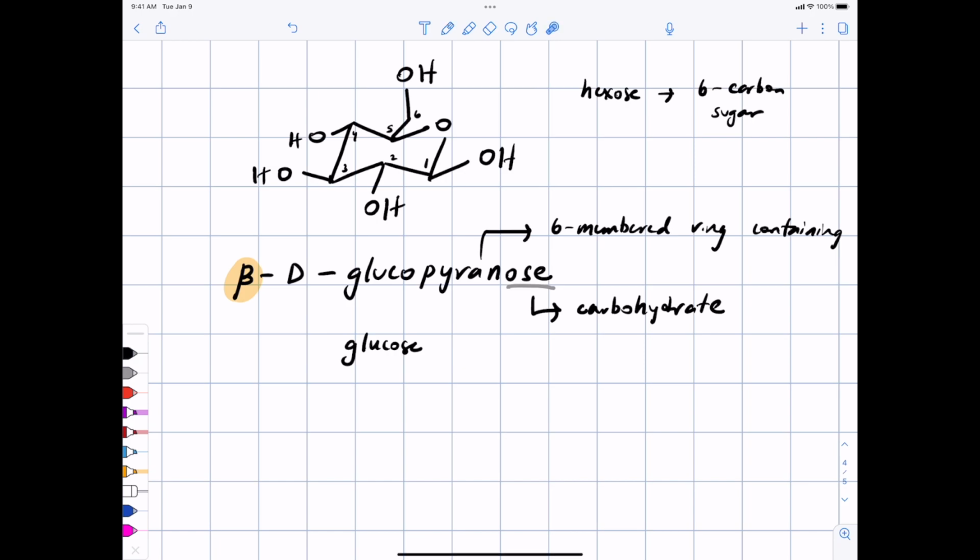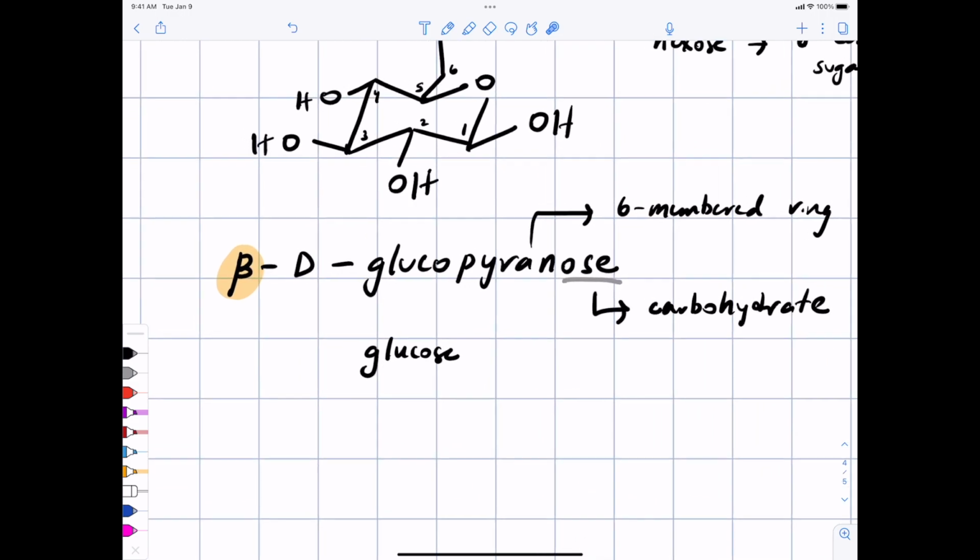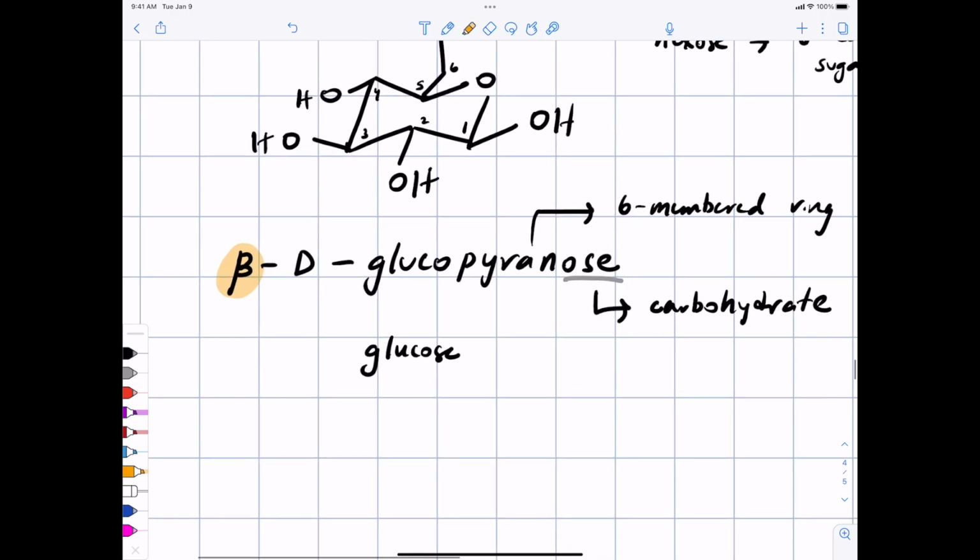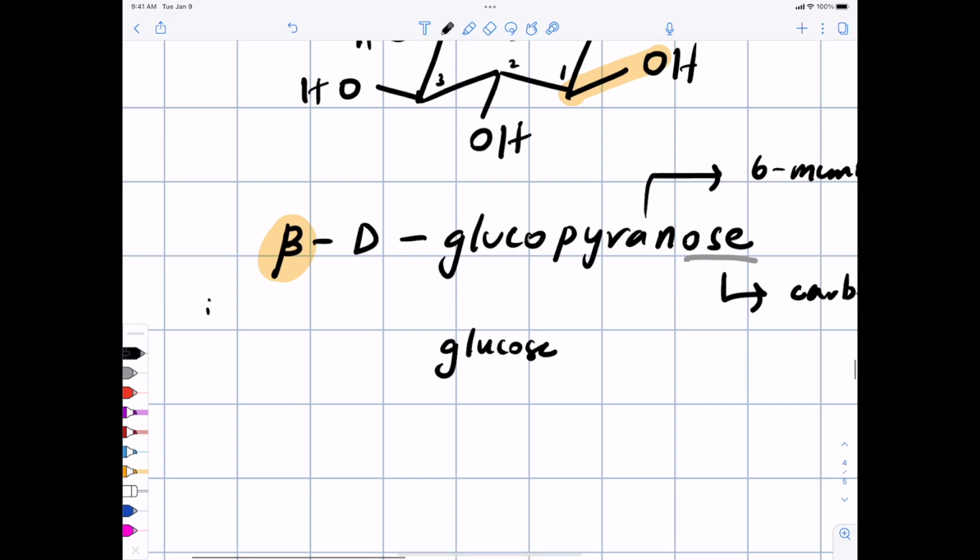Notice that in this pyranose form, carbon 6 is not part of the ring. It is exocyclic. Beta refers to stereochemistry at carbon 1. If up, it's beta. If down, it's alpha.